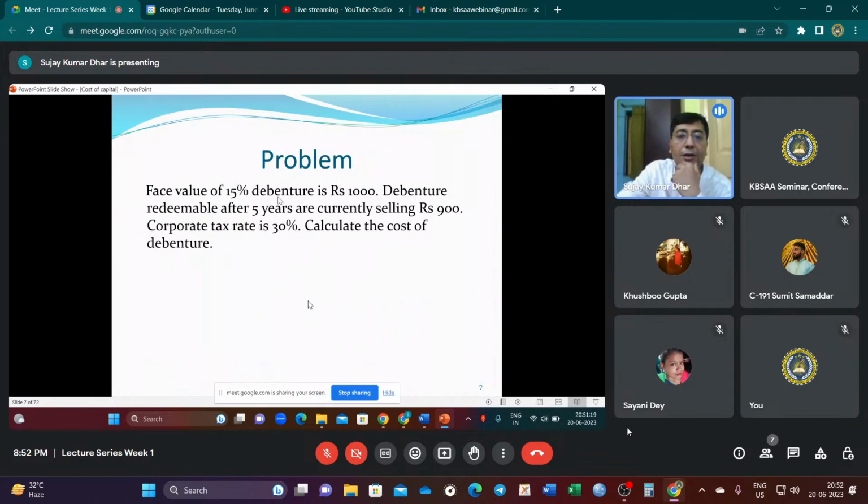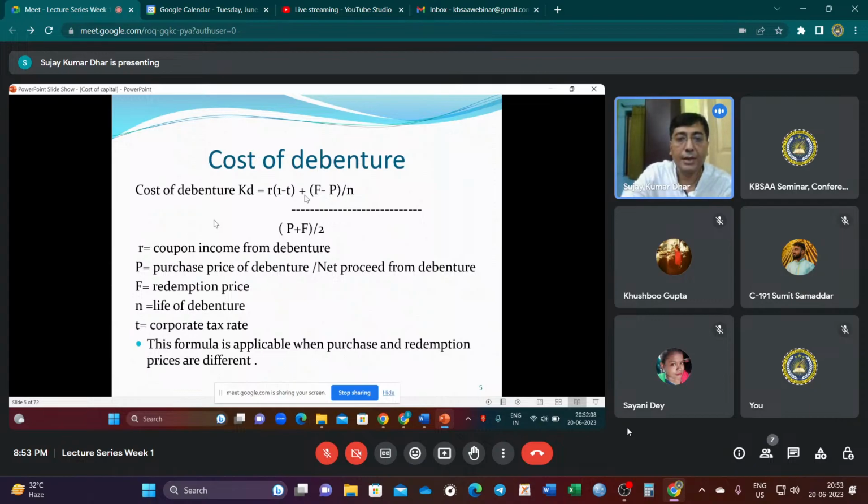Let's take one example. Face value of a 15% debenture is 1000. The debenture, redeemable after 5 years, is currently selling at rupees 900. Corporate tax rate is 30%. Calculate the cost of debenture. If this is the example, first you have to understand what the purchase price is: 900. What is the redemption price? If nothing is mentioned, it will be redeemable at par or face value. Redemption price is 1000. That means purchase price and redemption price are different. So we will go by the first formula, that is R into 1 minus T plus F minus P by N, whole divided by P plus F by 2.